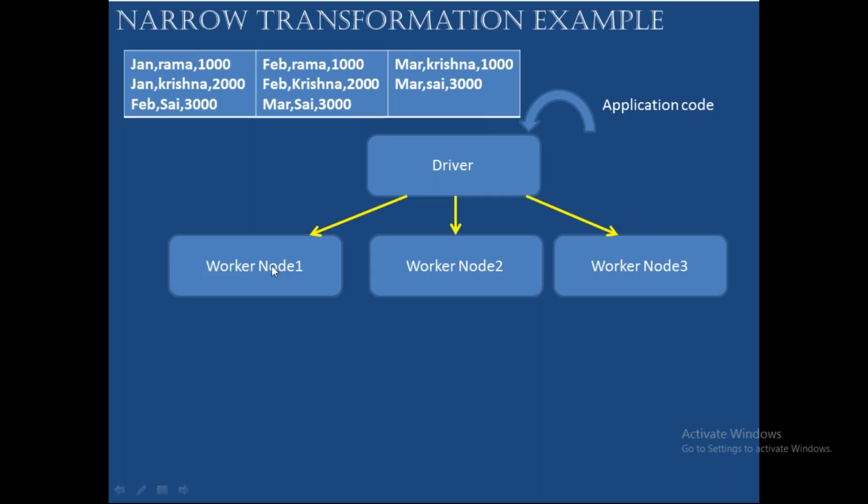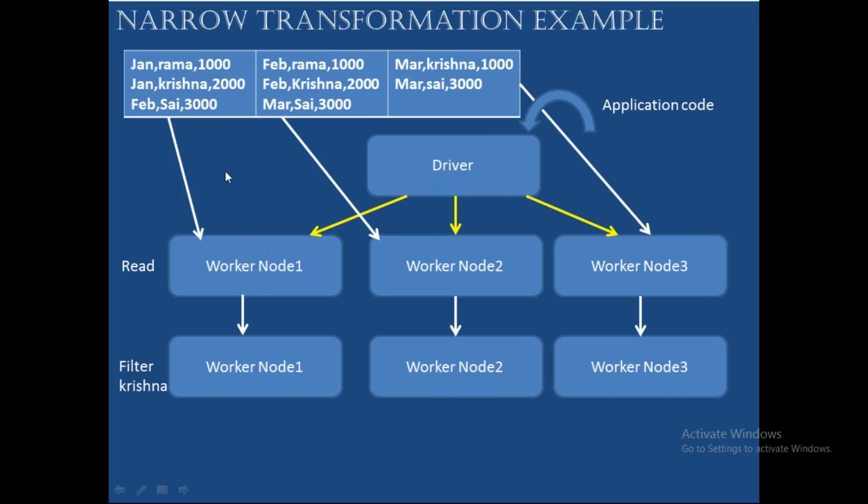What instructions will it give to these workers? Read the data: this partition you read, this partition you read, this partition you read. But will it really read the data? No, remember, it will not read the data yet, but it knows it first has to read the data. I explained the DAG; with the help of the DAG it remembers. Next I want to filter out the Krishna record. Do we have a Krishna record in this or not? Yes. See, it read these three records. The next transformation is filter. Okay, the next transformation is filter Krishna.